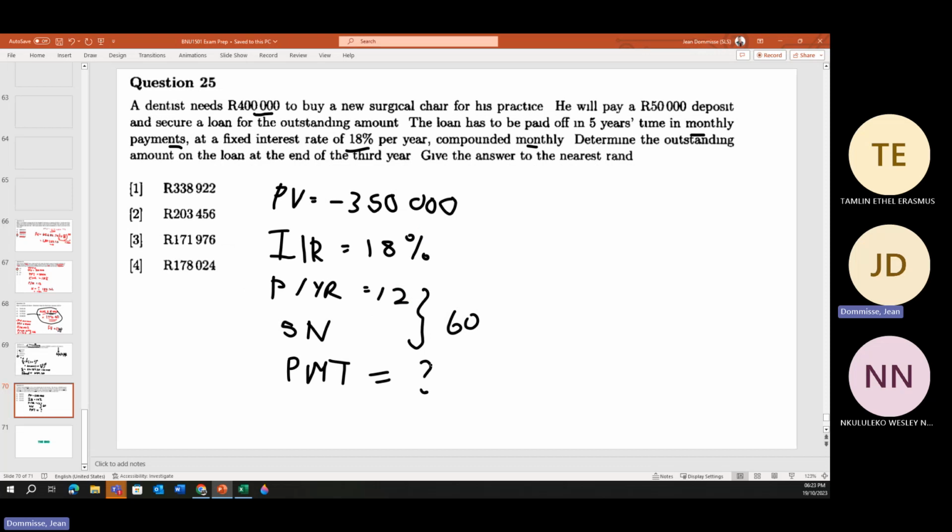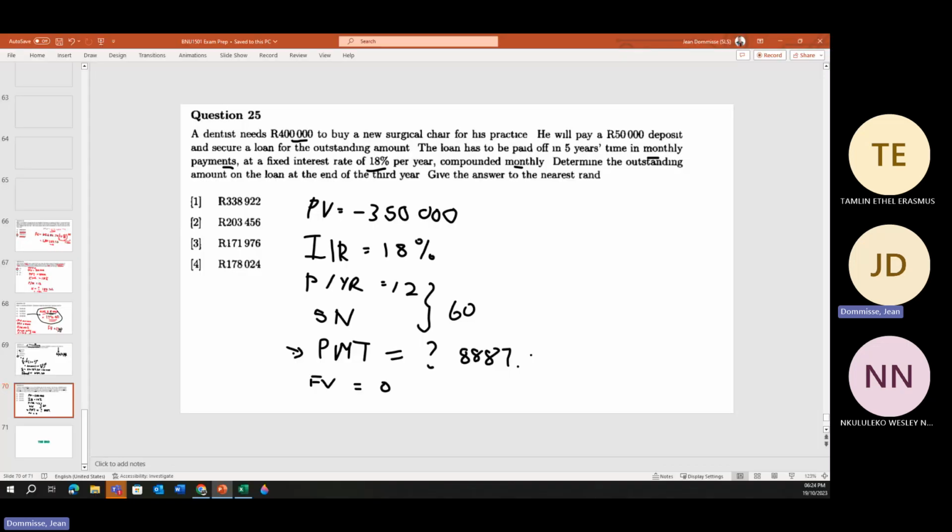Okay, so let's go back to what we actually need to get to first. What is the monthly premium? After the 5 years, future value will be equal to zero. So 350,000 negative is the present value. Future value is nothing. 18% interest per year, 12 times per year for 5 years. That gives us 60 periods, and if we work out what our PMT is, 8,887.70.